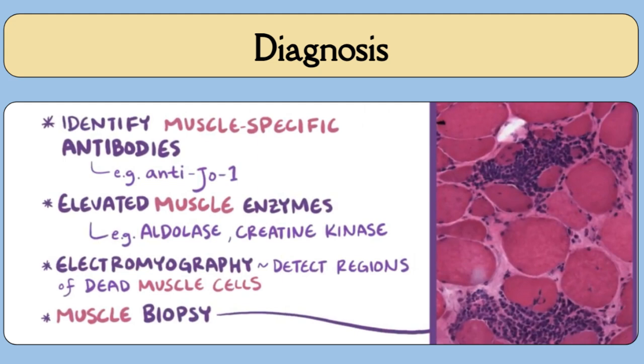Electromyography, or EMG, could be used to measure the responsiveness of muscles to see if they are damaged. Finally, taking a muscle biopsy, as shown on the right, can indicate regions within the muscle fibers that are damaged or destroyed.